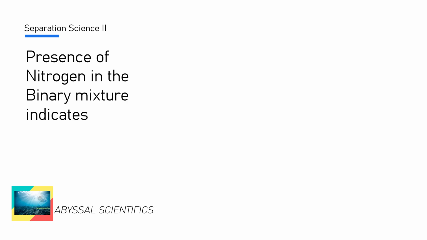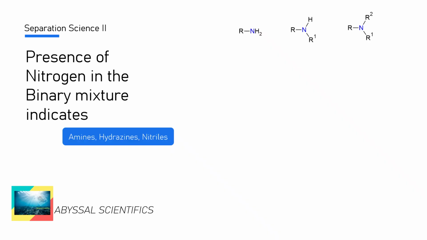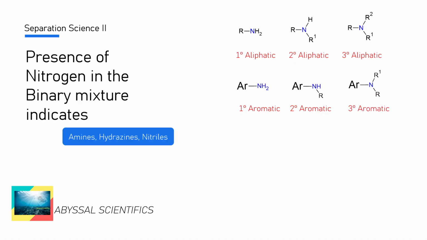A nitrogen containing compound, when it is present in a binary mixture, then the binary mixture is bound to contain either an amine or a hydrazine or a nitrile. The amines may be either primary aliphatic amine, secondary aliphatic amine, or tertiary aliphatic amine. Or it may be aromatic primary amine, aromatic secondary amine, aromatic tertiary amine.